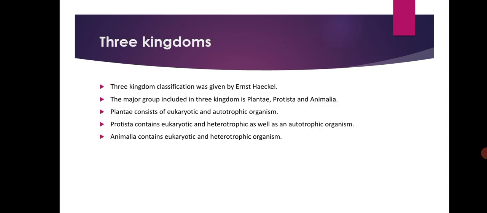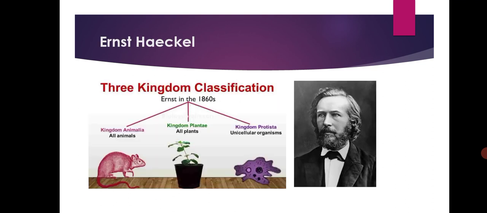In 1866, Ernst Haeckel developed a third kingdom, Protista. Now there were three kingdoms. Plantae included all eukaryotic, multicellular, autotrophic organisms. Protists contain eukaryotic, heterotrophic as well as autotrophic organisms, and Animalia consist of all eukaryotic and heterotrophic organisms. You can see the picture of Ernst Haeckel in this slide, as well as the flowchart of three kingdoms.